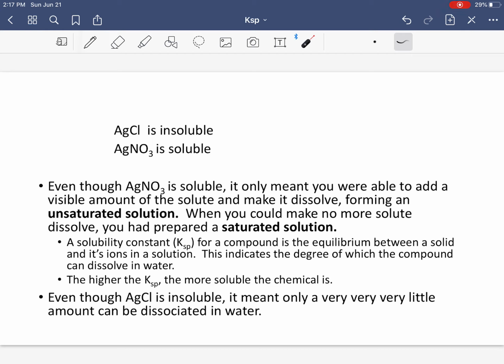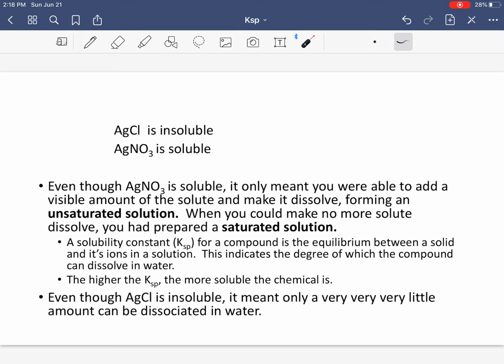Now, what I just said earlier was exactly what I've written down here. AgNO3, this is soluble. It is only soluble when the solution is still unsaturated. But there will be a point where you can no longer dissolve any more solute. That point, exactly that point, is called the saturation point. In this case, this is called a saturated solution.